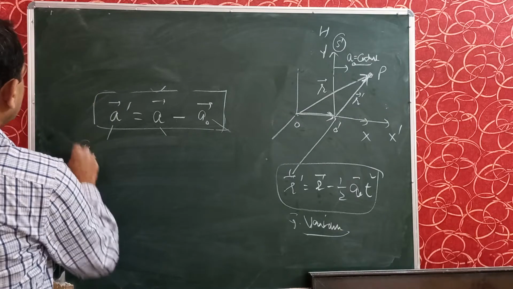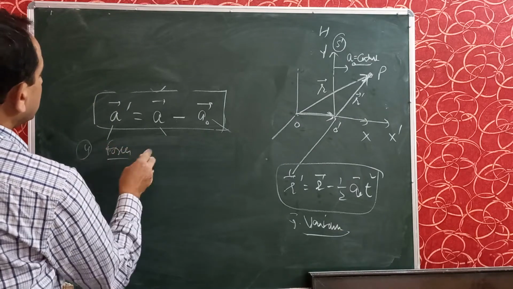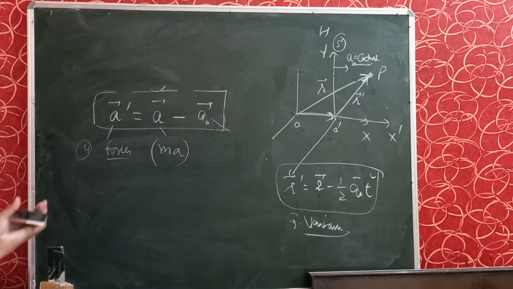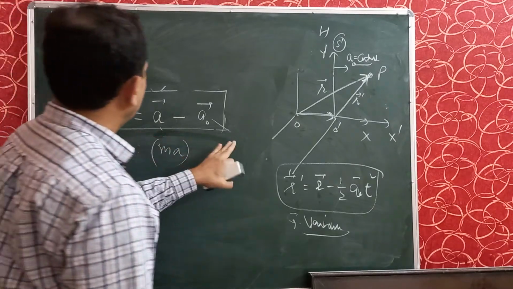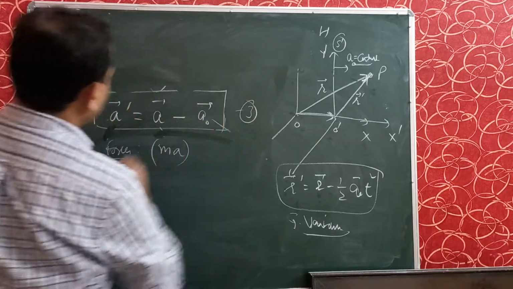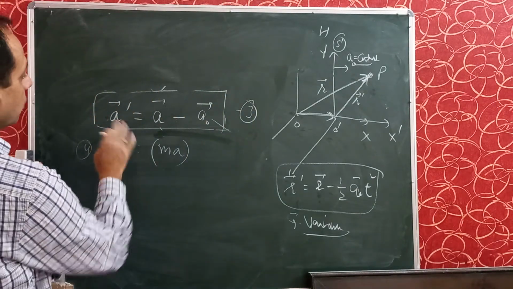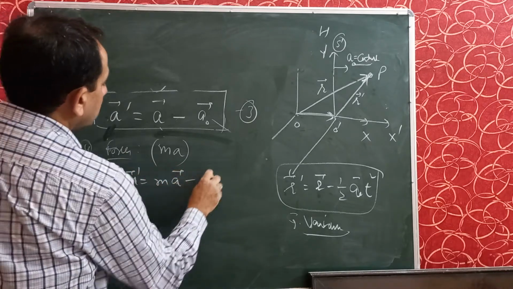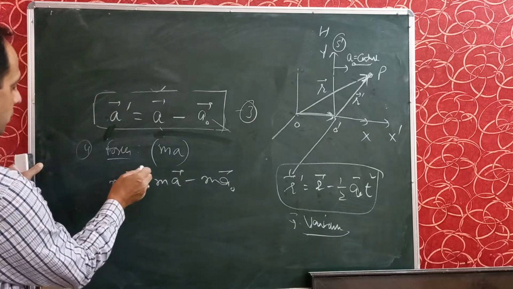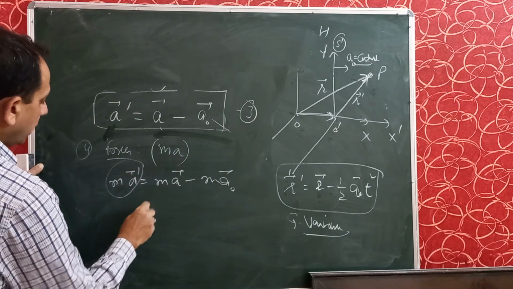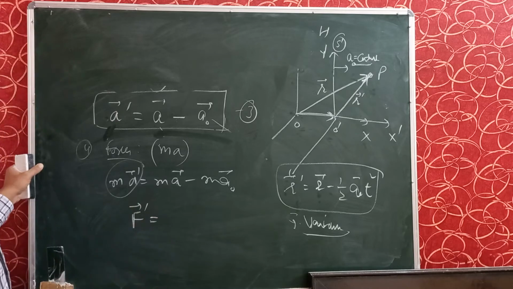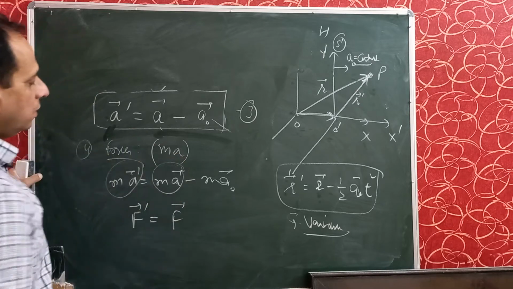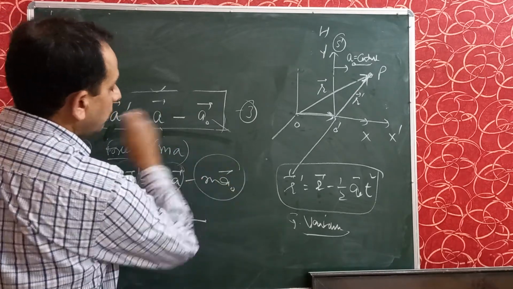Now, fourth is force. What is force? We know that force is the product of m and a. Multiplying equation number 3 with mass m on both sides, we get ma dash equal to ma minus ma naught. So, what is this? This is F dash, the force acting on the particle in the S dash frame. It is F, the force acting on the particle in the S frame, minus ma naught.